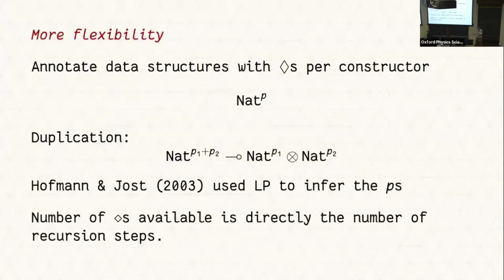So indeed, one way of doing this in a simply typed system is we annotate every data structure with the number of diamonds per node. And then we do allow duplication, but now we have to separate the number of diamonds. And as was nicely shown by Hoffman and Yost, we can use linear programming to actually infer these in many cases.